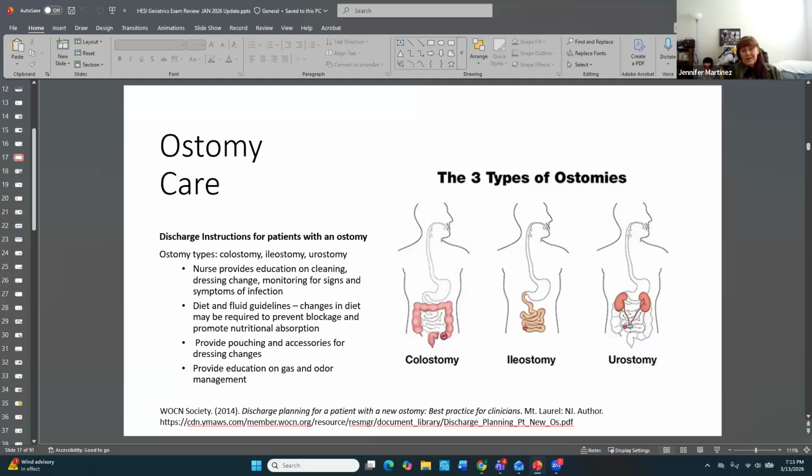Gas is still going to be common, just like with anybody, with the foods that we eat, we generate gas. We can teach them how to burp the bag. There are also other products like skin prep and colostomy paste that will help to keep the adhesive on the skin so that they don't have to change the colostomy bag or the wafer as often, because that can be very irritating to the skin. There are powders and other things that we can use as well.